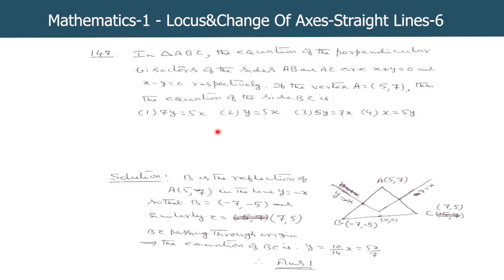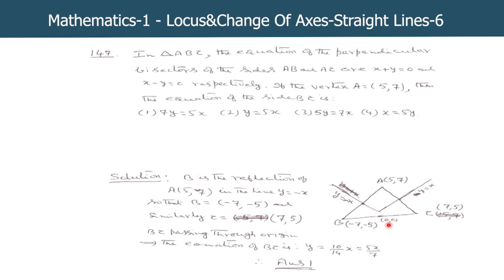So, B is the reflection of A (5, 7) in the line y is equal to minus x. So, B can be (-7, -5). Similarly, C is the image of A in the line y is equal to x, so C is equal to (7, 5). The coordinates will be altered. So, BC is passing through the origin.